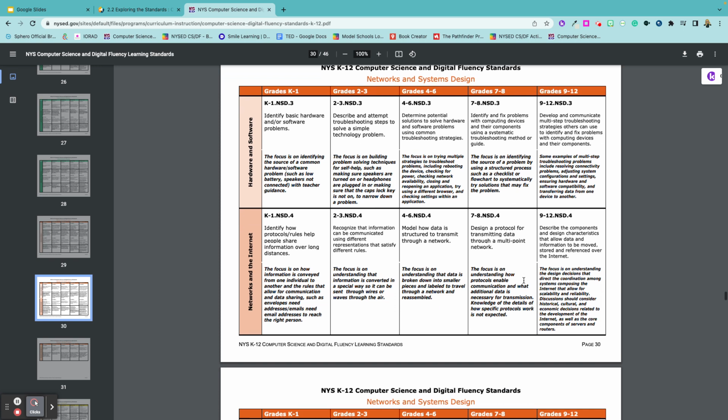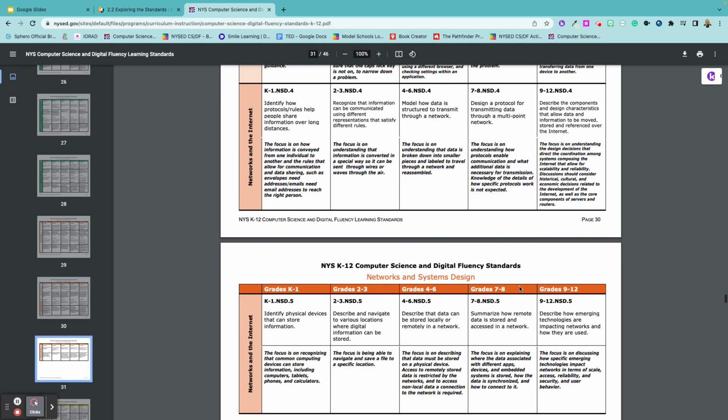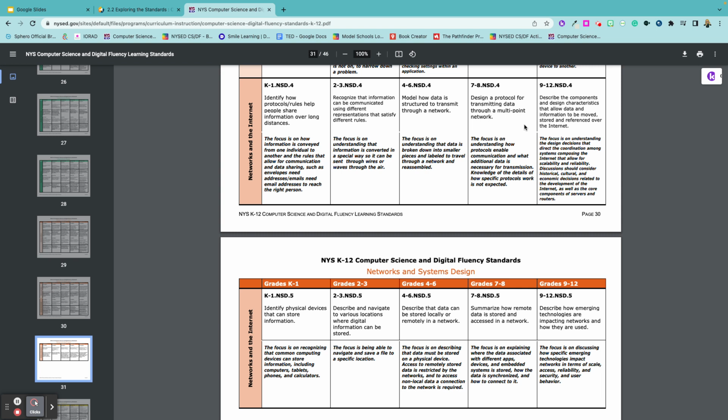Going down to networks and the internet, the first standard within this sub-concept area says to design a protocol for transmitting data through a multi-point network. The focus here is on understanding how protocols enable communication and what additional data is necessary for transmission. Knowledge of the details of how specific protocols work is not expected. So really, you're not expected to understand all the little fine parts within a computer, but you should have some general understanding of how data does transfer.